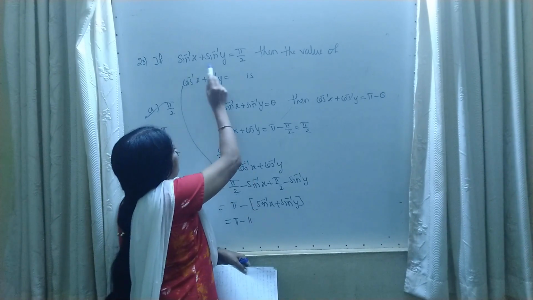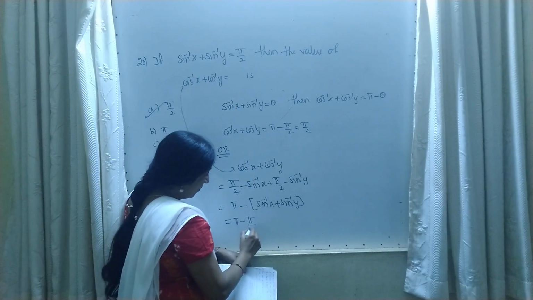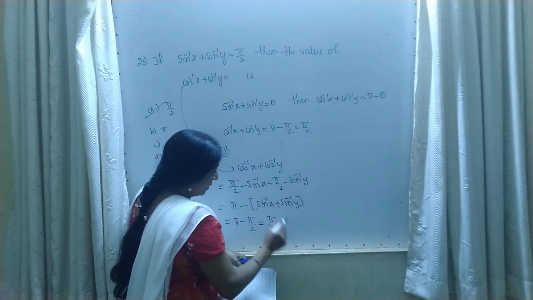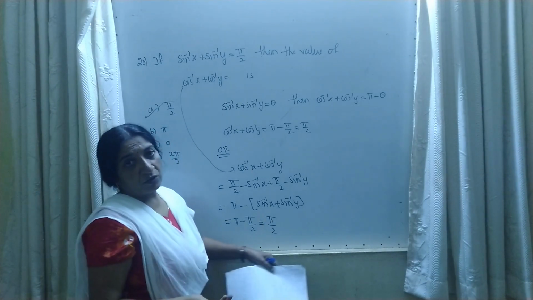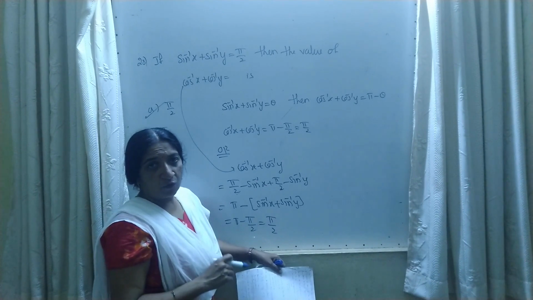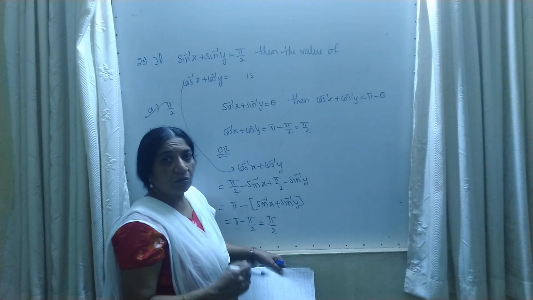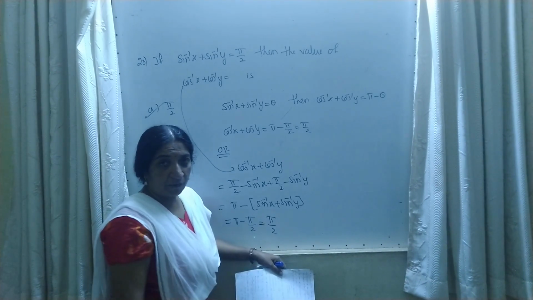But what is sine inverse x plus sine inverse y? Given as pi by 2. When you take the LCM and simplify, you will get pi by 2. This is how we are solving. It depends on the students how thorough they are in the formula. So in the next class I am giving you some more examples on inverse trigonometric functions.